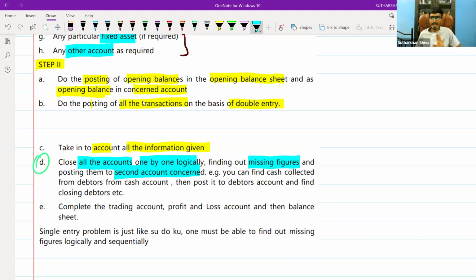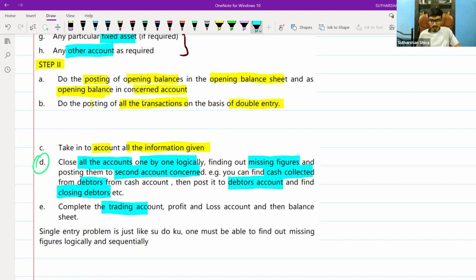Example, you are preparing a cash book. On the cash book, you are getting your answers on the debit side. You find the debit side is a receipt, that is cash collected from the debtors account. Then post it to the debtors account and find the closing debtors, or find the other accounts which are not there in the debtors account.